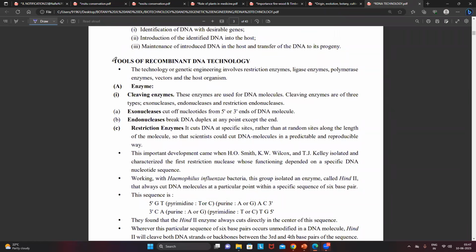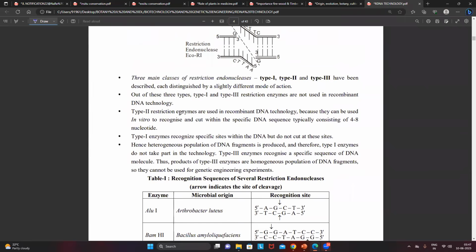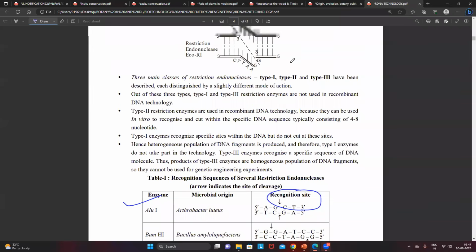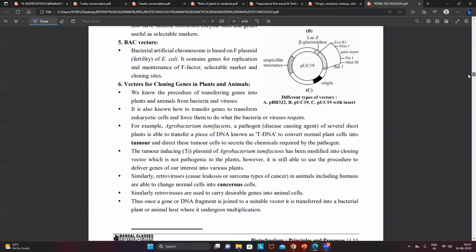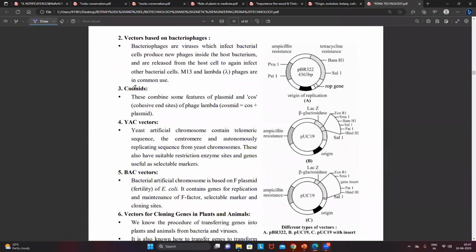Whenever you are reading, first you have to read all the enzymes involved in rDNA technology. I mentioned everything: what kind of enzymes, what kind of recognition site they are going to cleave. We have studied very clearly the 3 different types of restriction endonuclease enzymes and what site they are actually cutting. Later, all the questions are mentioned. No need to worry about that. Then majorly focus on the vectors. All the vectors you have to read.